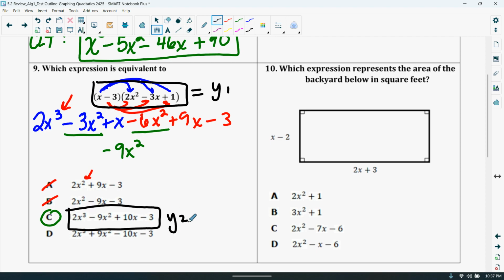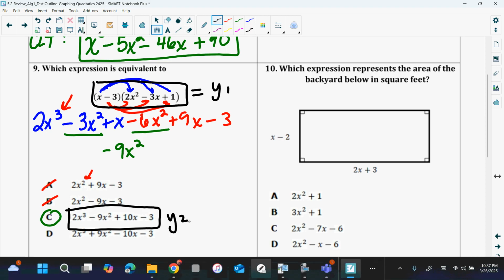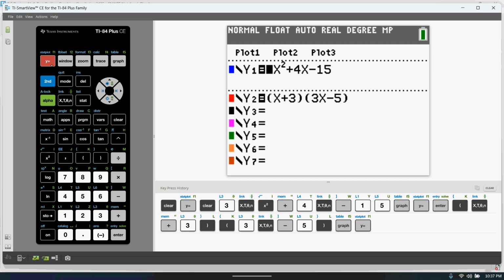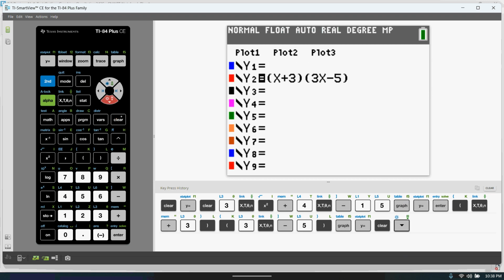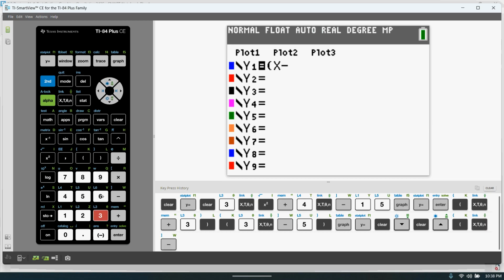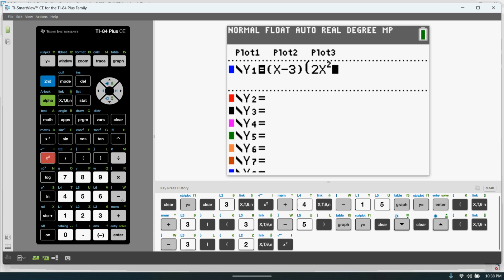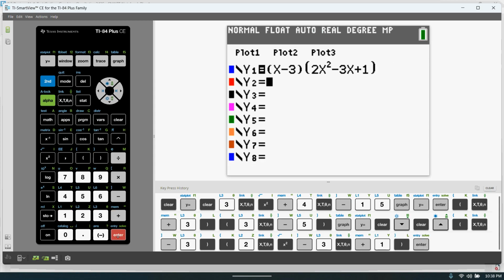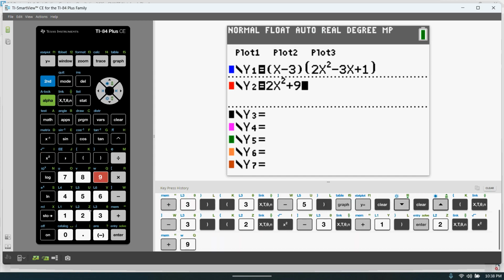If you guess, like if we're checking off each answer choice, you can see when it's not right. Let me just show you how that looks. You go to y equals. You go to y1, I'm going to clear these out. So y1, I'm putting in the original problem. It's parentheses x minus 3, and in the other parentheses, we have 2x squared minus 3x plus 1. Close the parentheses. And y2, let's say I put in answer choice 1, which is 2x squared plus 9x minus 3.